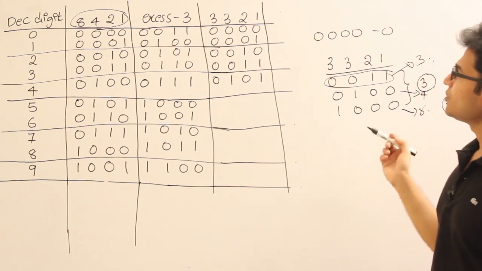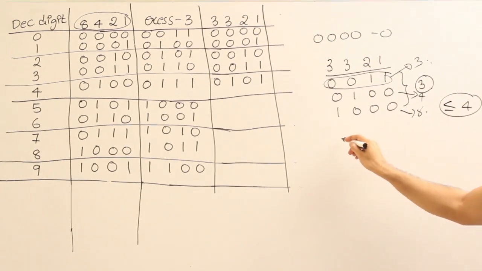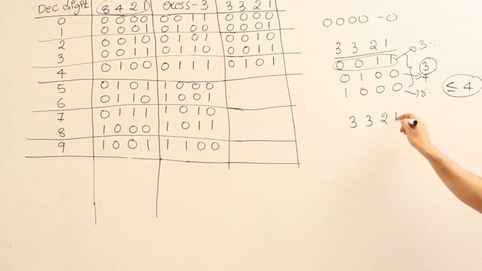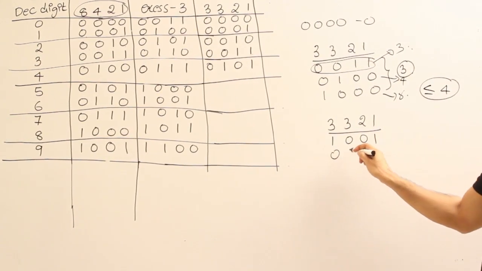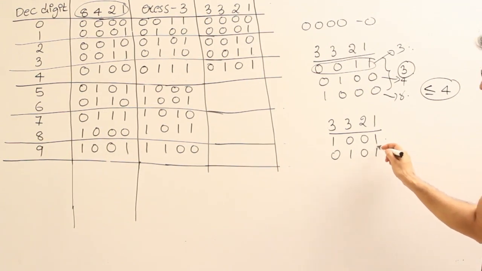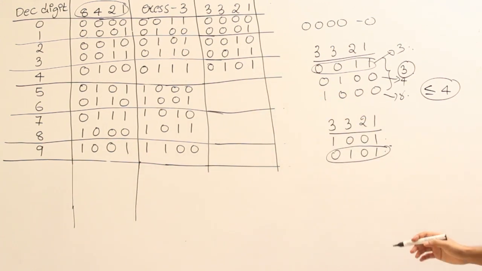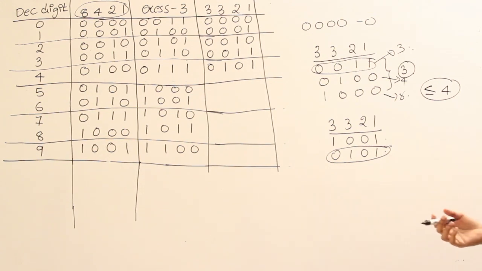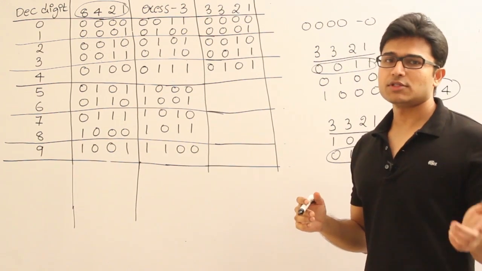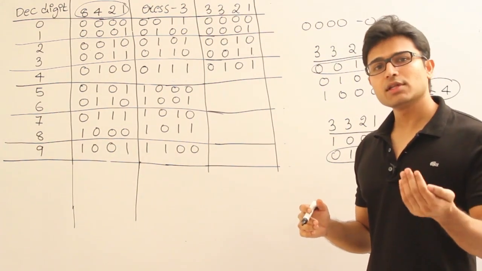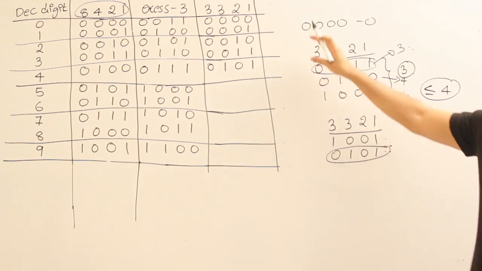Got it? And then coming to 4, you also have two combinations. So in code 3 3 2 1, we have two combinations. One is 1 0 0 1 and the other is 0 1 0 1. Which one is smaller? In these two, this one is smaller. Therefore you are supposed to use this for 4. I hope you understood. If the number is less than or equal to 4 and it has more than one suitable combination, go for the smallest number possible. In this case the smallest number is this, and in this case the smallest number is this. That is why I assigned them there.